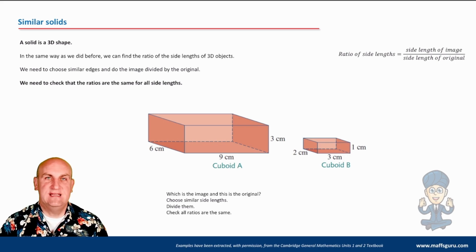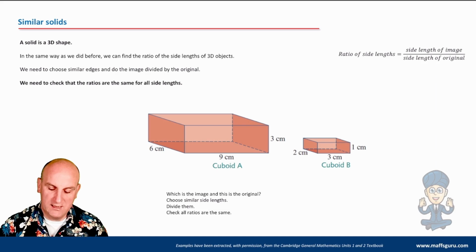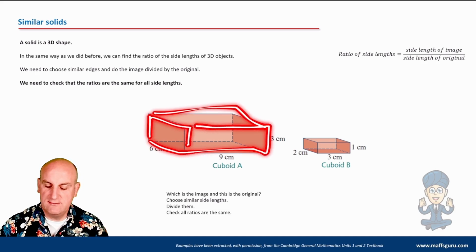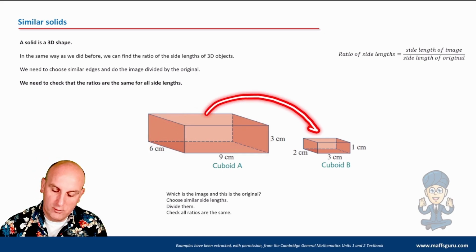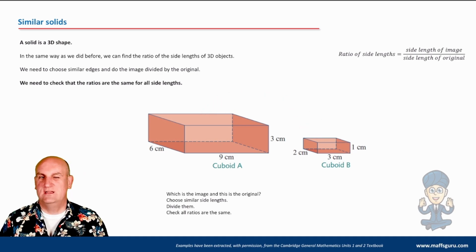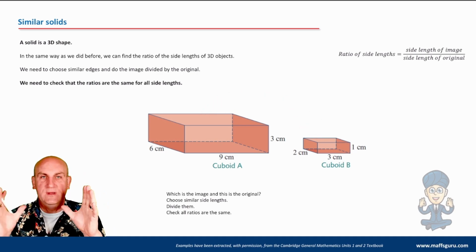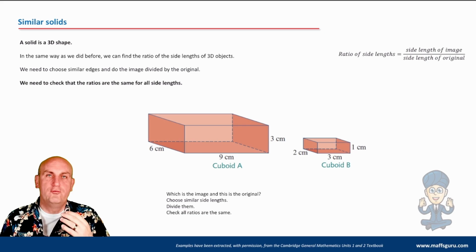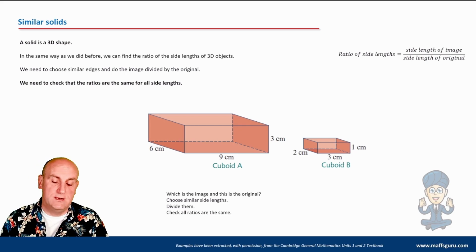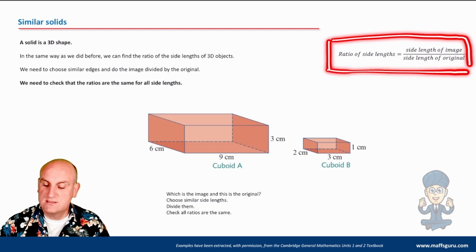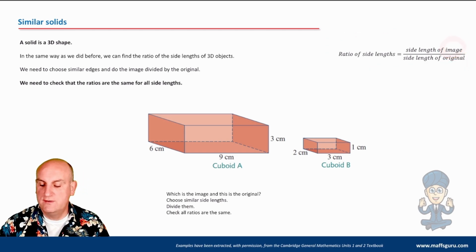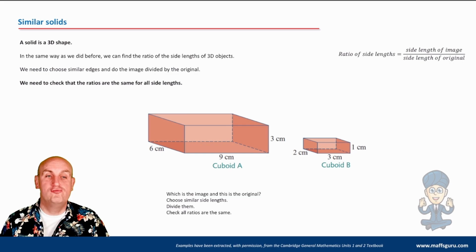Now, a solid is basically a 3D shape. So here we have a wonderful example of a cuboid. All right, so there is a 3D shape. We have cuboid A and cuboid B. Now, I've deliberately looked at it this way, so I've gone from a bigger shape into a smaller shape. But the rules don't change from similar figures, okay? The ratio of the side lengths: you take the side length of an image and you divide it by the side length of the original.